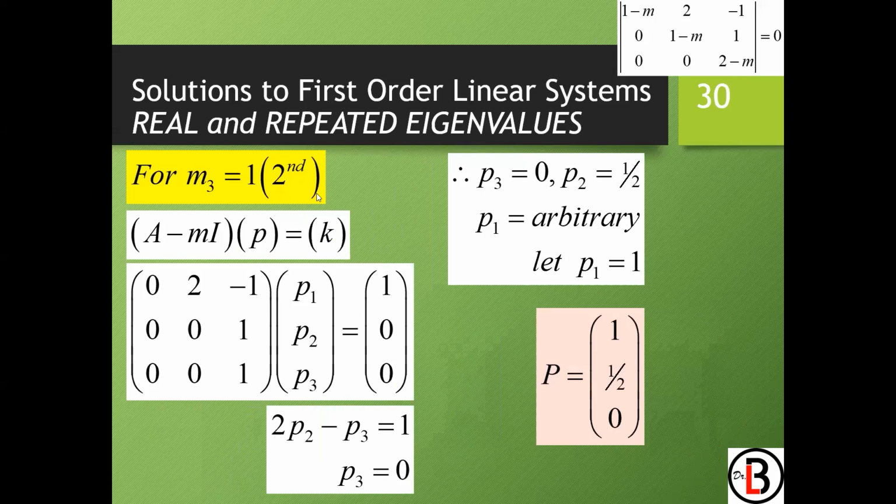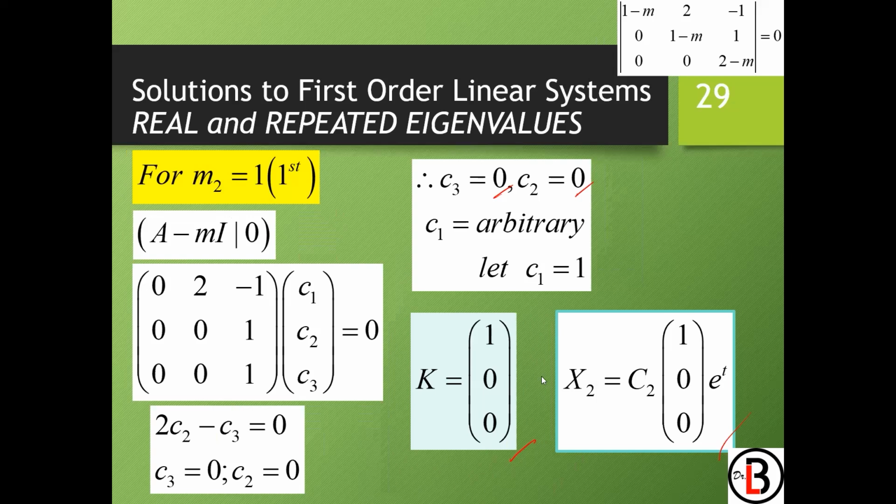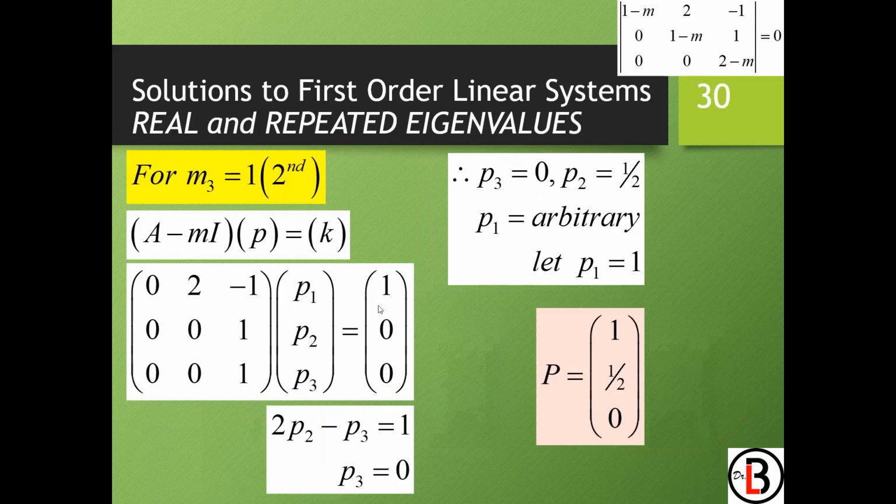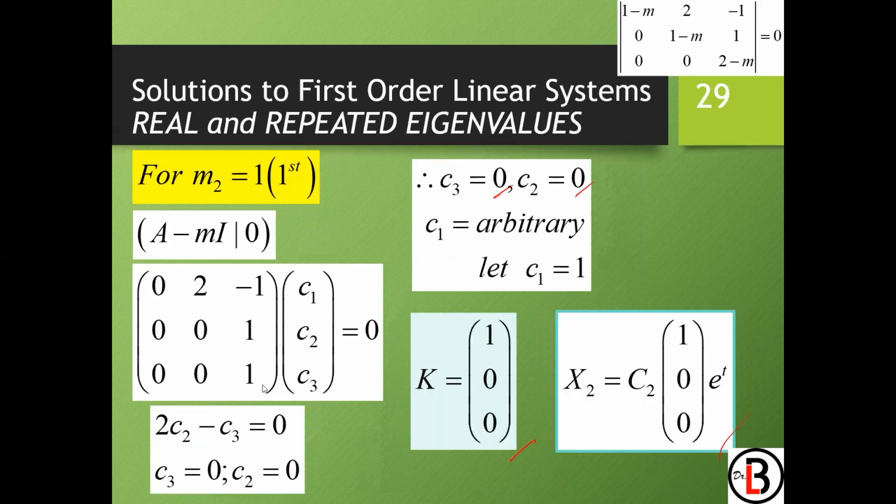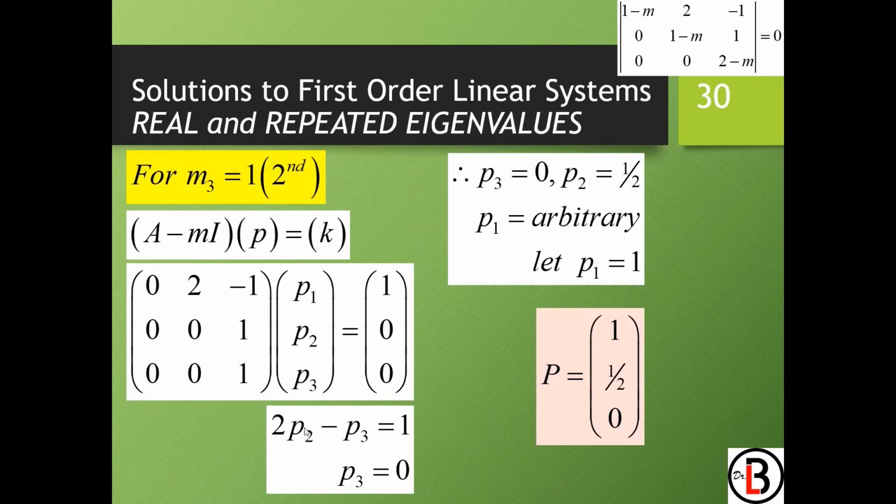For the repetition, or the second time it appeared, equate that to k. What is the k? Earlier, we have the eigenvector k, the answer resulting, that's 1, 0, 0. So instead of 0, 0, 0, this is equated to 1, 0, 0. Look at the first line. 2p2 minus p3 is equal to 1. P3 is equal to 0. So if P3 is equal to 0, P2 will no longer be 0, unlike earlier. What is P2? If P3 is equal to 0, P2 is equal to 1/2.